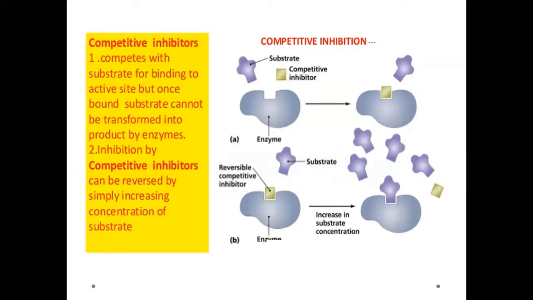This picture also shows these competitive inhibitors. They compete with the substrate for binding to the active site, but once bound, the substrate cannot be transformed into product by the enzyme. Only the inhibitor binds to the enzyme, but competitive inhibition can be reversed by simply increasing the concentration of the specific substrate of this enzyme.